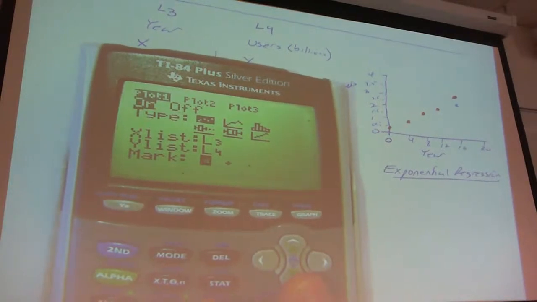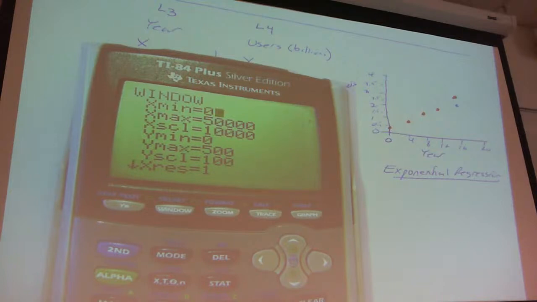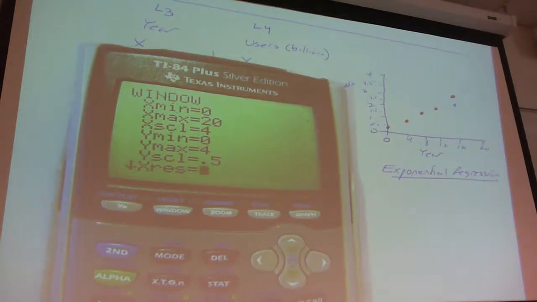So let's make sure we're all caught up. Everybody has the data in the calculator, and everybody set up their plot. Everybody with me? Then hit window. I'm going from 0 to 20, counting by 4s. 0 to 4, counting by 0.5s.